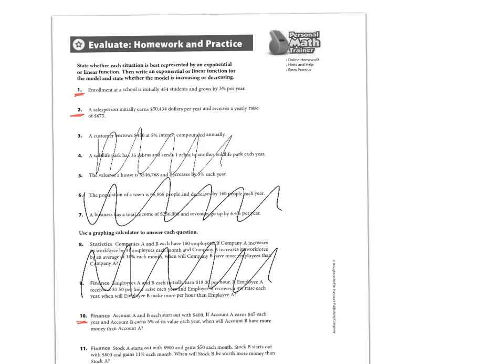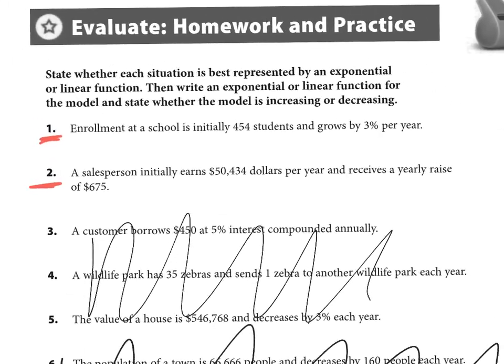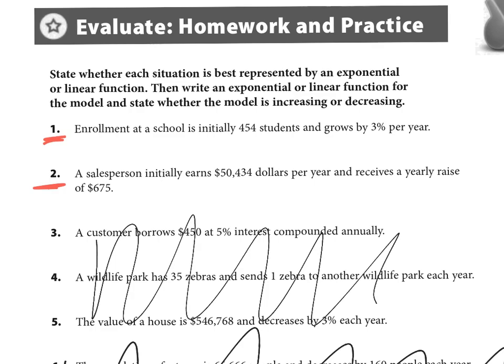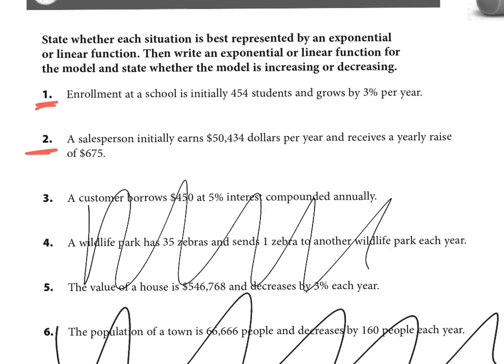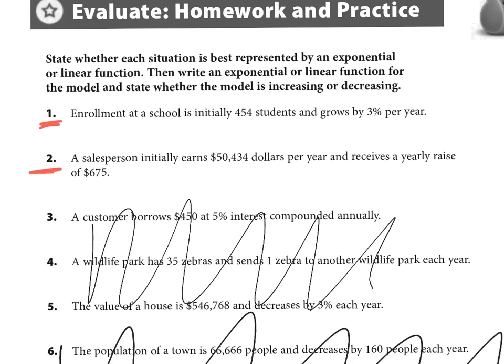Okay, homework for 16.4, comparisons of types of functions. State whether each situation is best represented by an exponential or linear. Okay, so what we want to do is look at what's happening, and a lot of that is real easy to determine just based on the context of the problem.